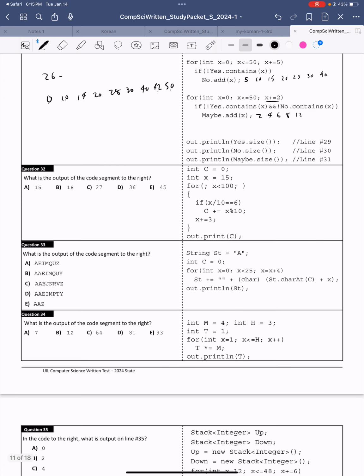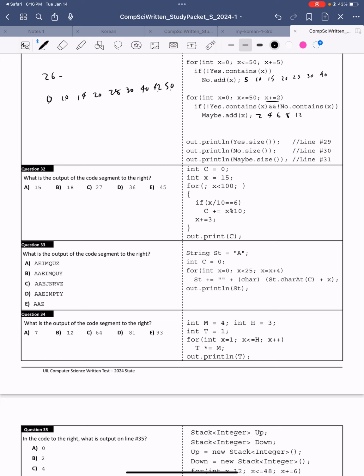Okay. This one looks really funky, but it's not funky because x is originally defined here, so that's fine. We have our condition established here, and we have our step counter in this last one, so it's actually very valid. Now we just look. If x divided by 10 equals 6, then we want the remainder. We want the ones digit.